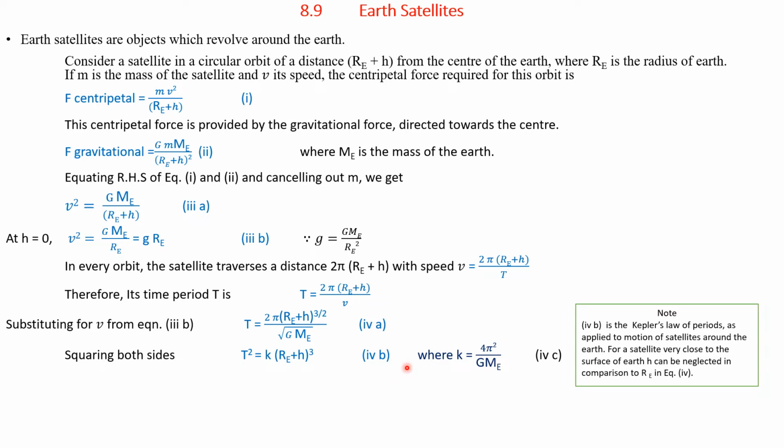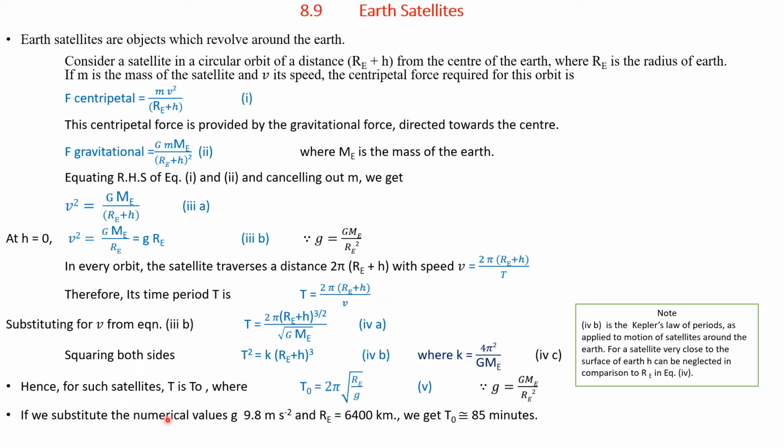For a satellite very close to the surface of the Earth, h can be neglected in comparison to Re. That is, Re is far greater than h and h is 0. Hence, for such satellites, T is equal to T naught, where T naught is equal to 2 pi into square root of Re by g. You rewrite this equation and show that T naught is equal to 2 pi into square root of Re by g. Let it be equation 5.